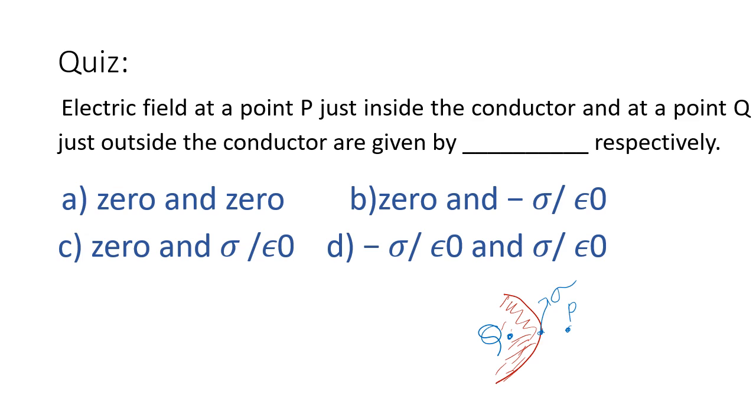Is it 0, 0? 0 and minus sigma by epsilon naught, 0 and sigma by epsilon naught, minus sigma by epsilon naught and sigma by epsilon naught. Which one is your choice? Yes, you are correct. That is 0 and sigma by epsilon naught. Option C is the right answer.